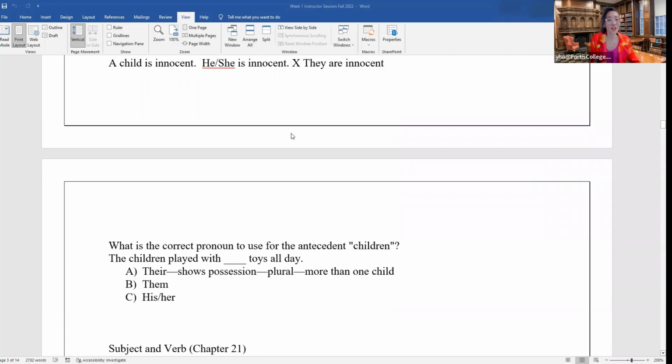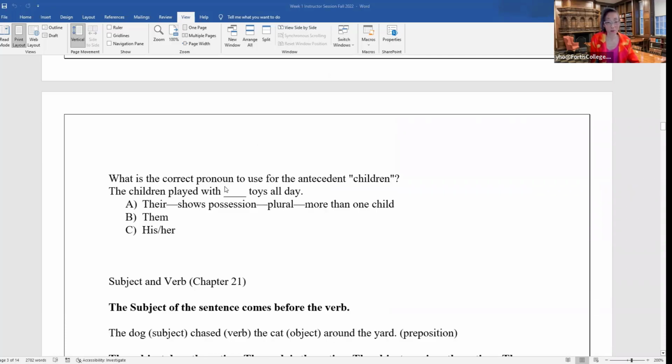Okay, here is an actual quiz question. What is the correct pronoun to use for the antecedent children? The children played with blank toys all day. So do we say they played with their toys all day? Do they play with them toys all day, or his or her toys all day? There. Yeah, why is it there?